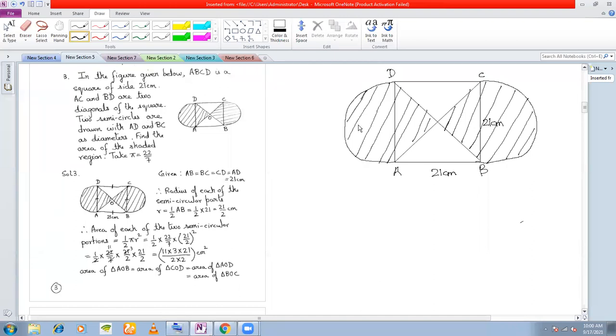So if you see the two circles on the two sides, the diameter of the two circles is 21 centimeters, right? And also what you see is that you have two triangles, in fact, shaded inside this square. Okay. So these are the two triangles inside the square.